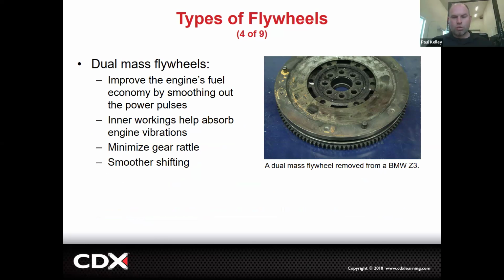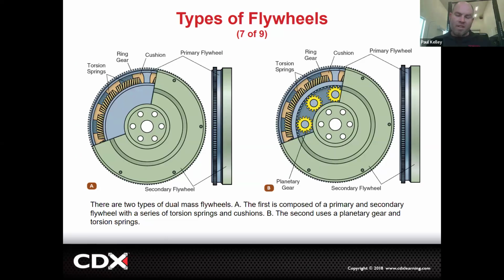So great feel, great for the driver. Everybody loves it, but a little expensive. And you as the technician need to know, if there's damage to that friction surface, you need to change it. Especially those hot spots, that'll kill it.